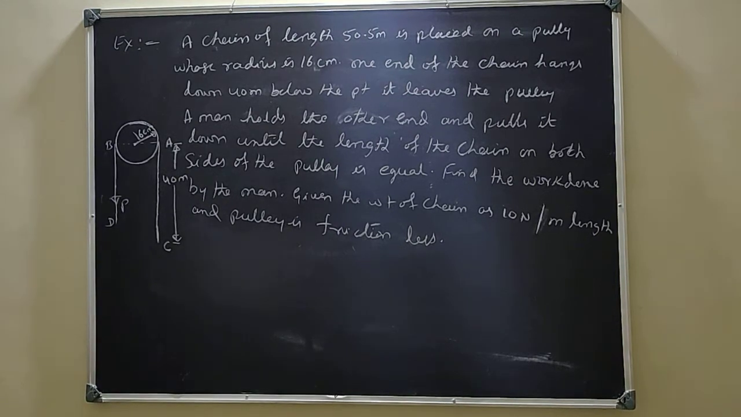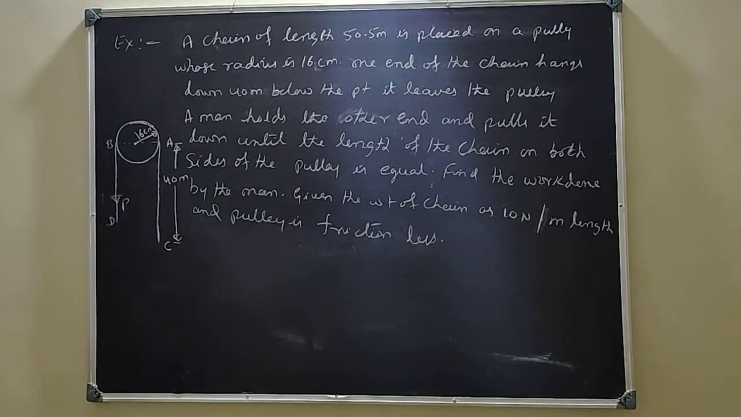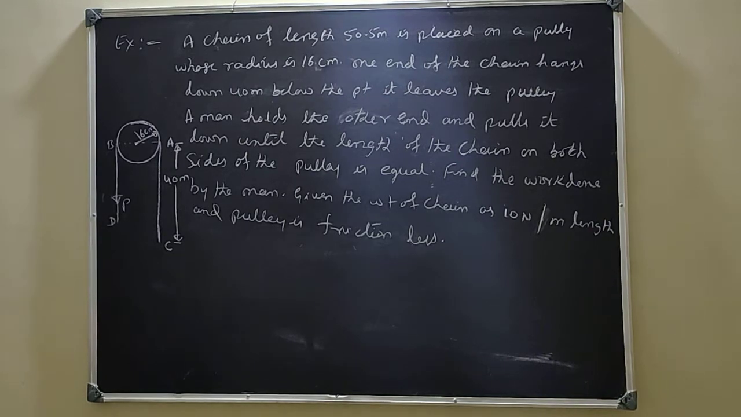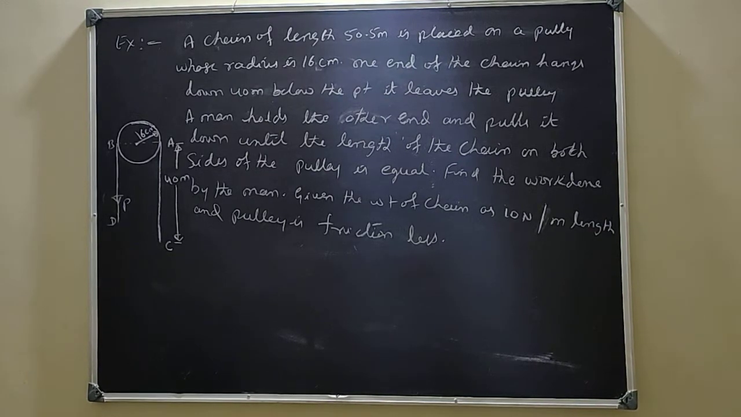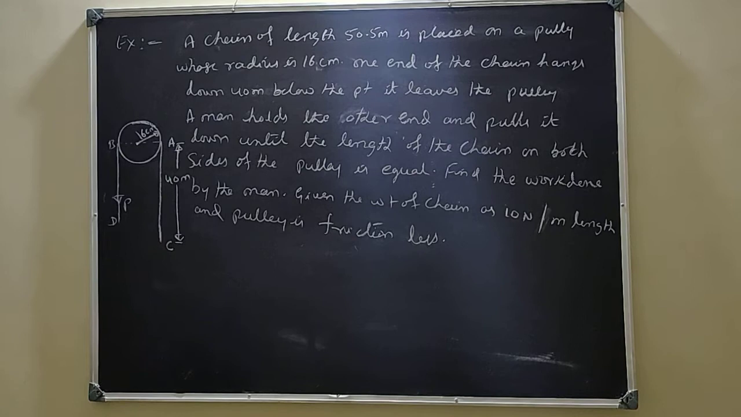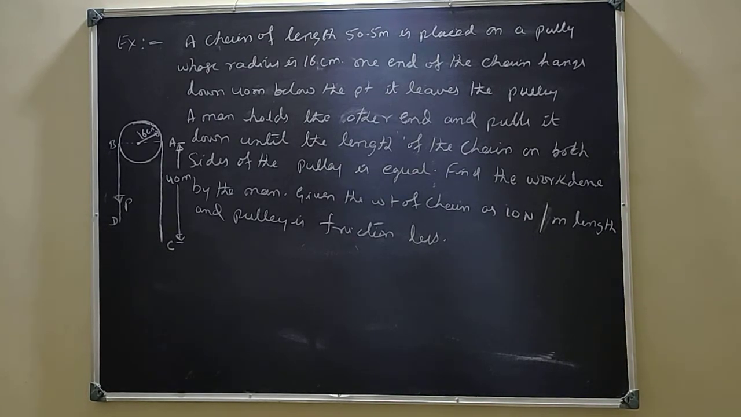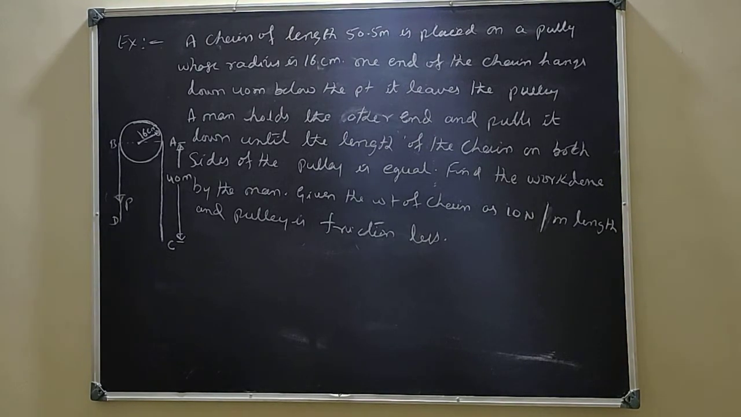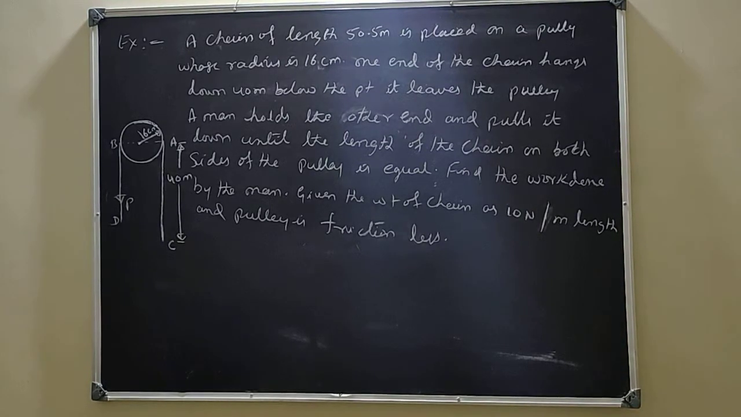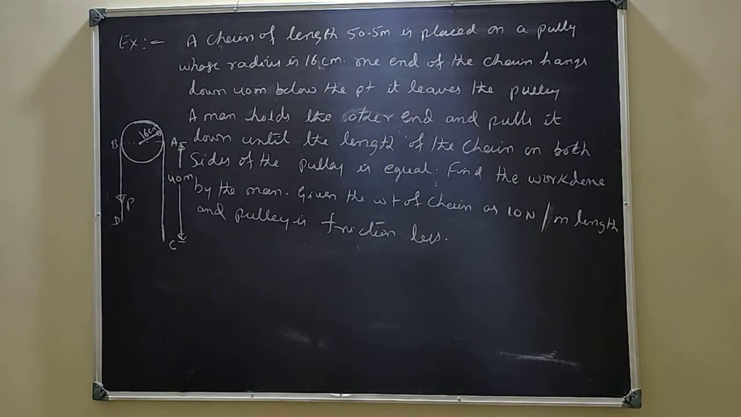So another problem on the work done. The problem reads like this. A chain of length 50.5 meter is placed on a pulley whose radius is 16 centimeter. One end of the chain hangs down 40 meter below the point it leaves the pulley. So this one.